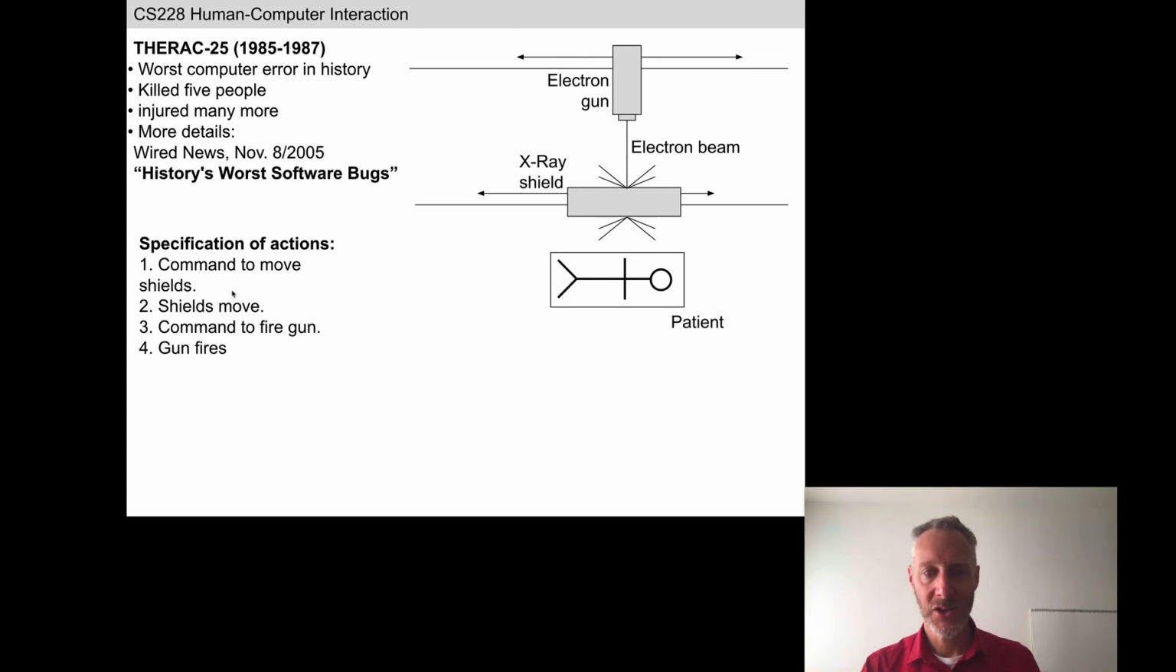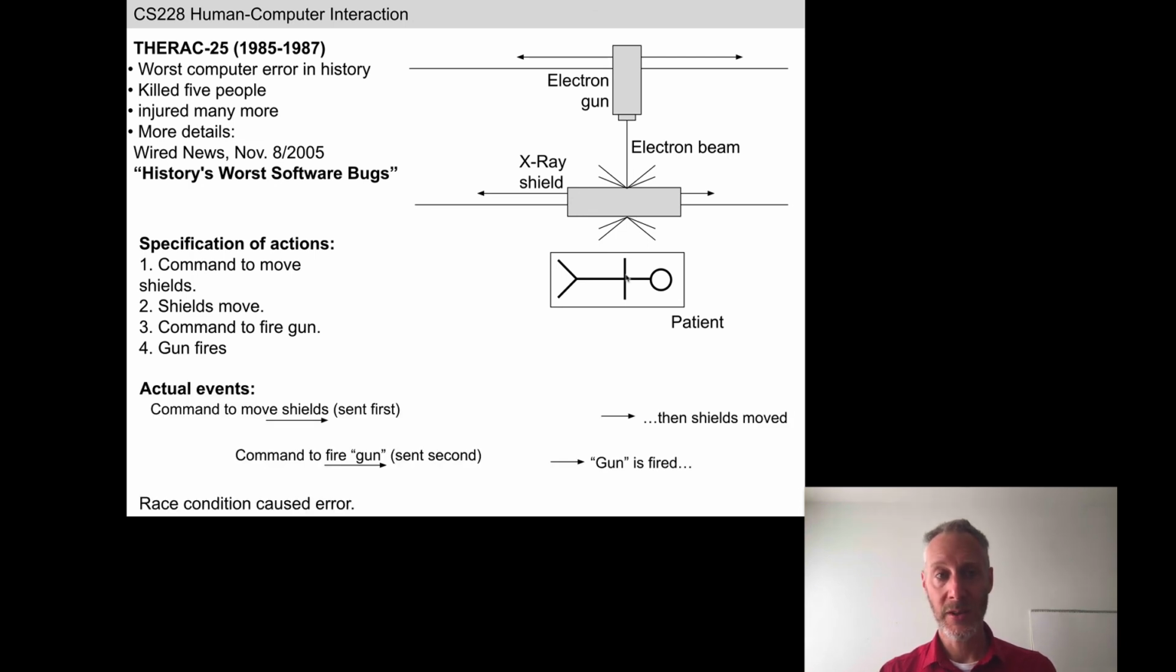Here's a specification of the software for the Therac 25. Obviously, we want to send the commands to move the shields first. Then the shields move. Then we send the command to fire the gun, and then the gun fires. Obviously, we don't want to fire the gun before we've sent commands to move the shields into position, or the beam might directly hit the patient.